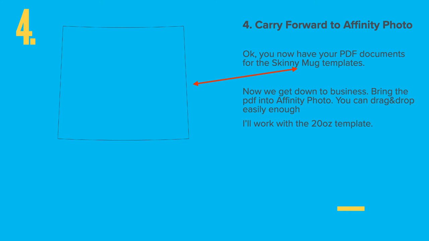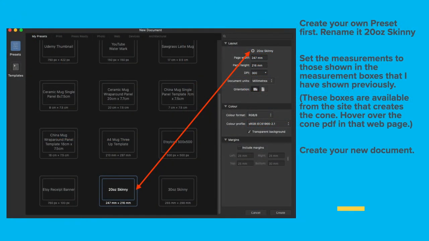Now we get to business to bring the PDF into Affinity Photo. You can drag and drop them easily enough, but we'll get to that in a moment. I'll work with the 20 ounce template. Now you can see I've created my own custom preset there, 20 ounce skinny, and right next to it, a 30 ounce skinny. And you can see one's landscape and one's portrait. You can see by the measurements below them.